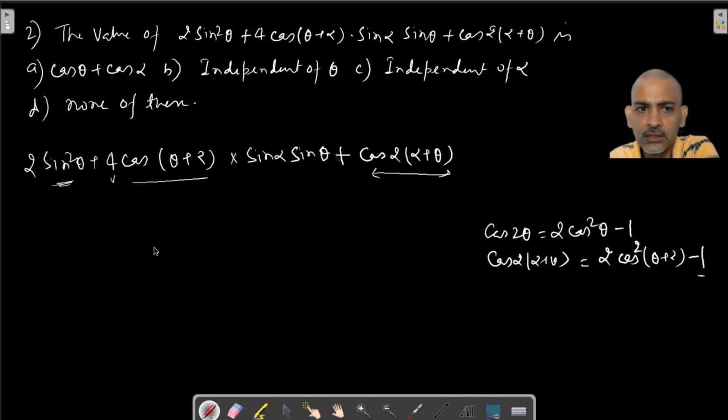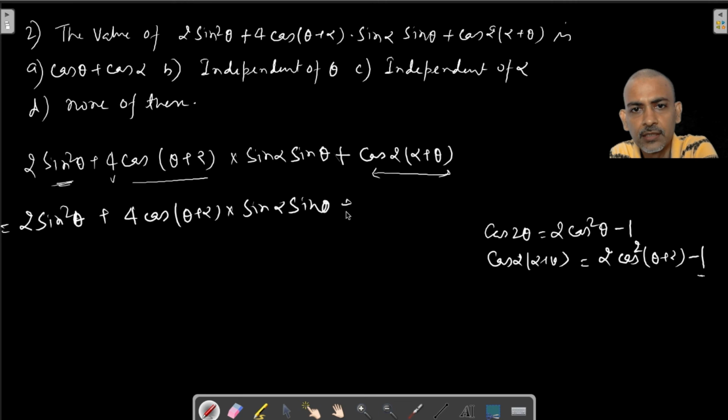So let's try to expand it a little further, and what we are getting is 2 sin square theta here plus 4 of cos of theta plus alpha into sin of alpha into sin of theta, and this is nothing but 2 of cos square theta plus alpha, minus 1.